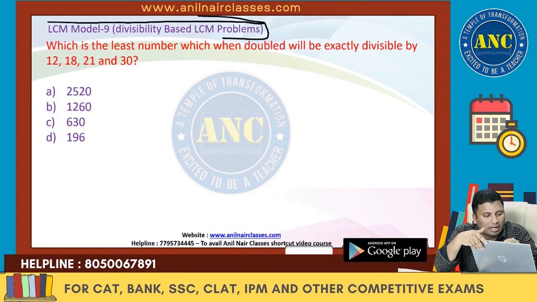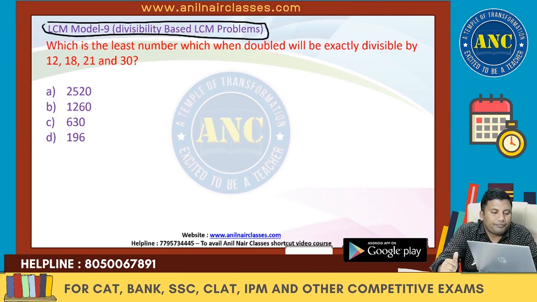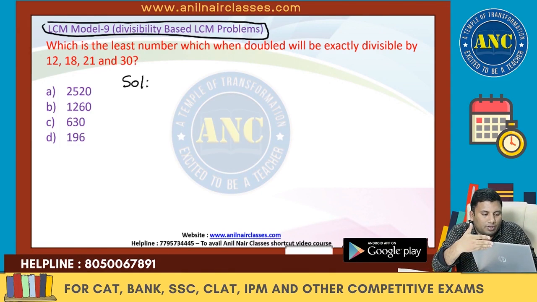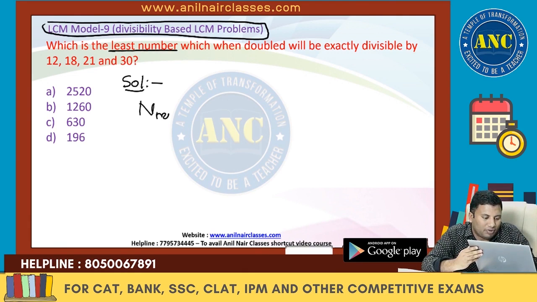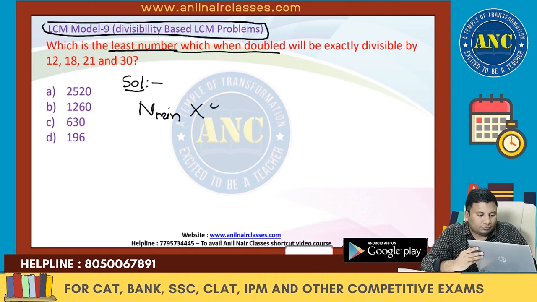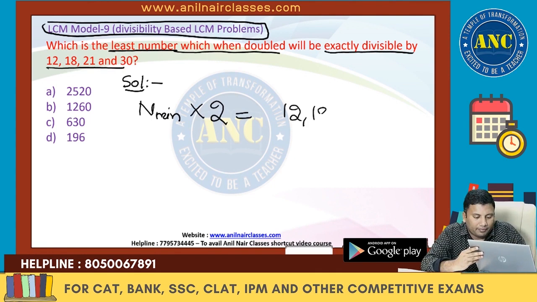LCM model 9. Listen carefully. First we will read the question. What is the least number? There is a number which is least, which is minimum, which when doubled into 2 will be exactly divisible by 12, 18, 21 and 30.